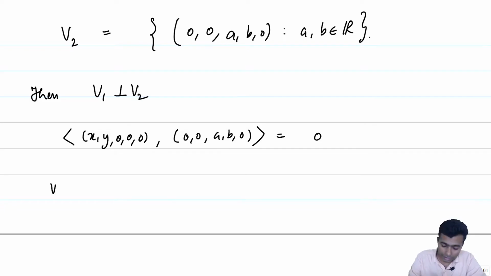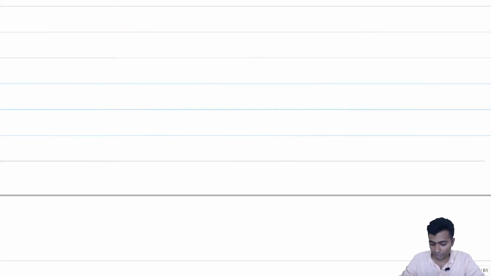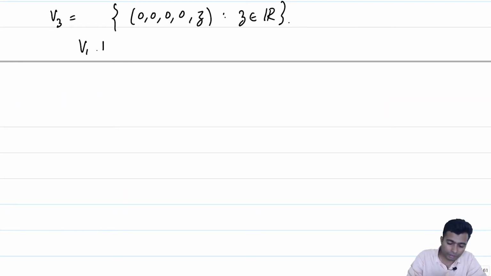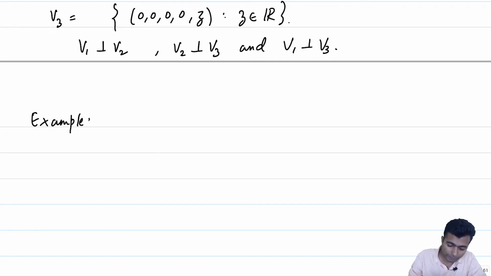If you look at V3, which is (0, 0, 0, 0, z), where z is in R, then you can check that V1 is orthogonal to V2, V2 is orthogonal to V3, and V1 is orthogonal to V3. So all these are orthogonal subspaces. Let's look at one more example.